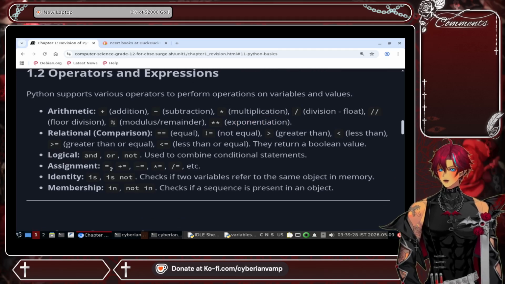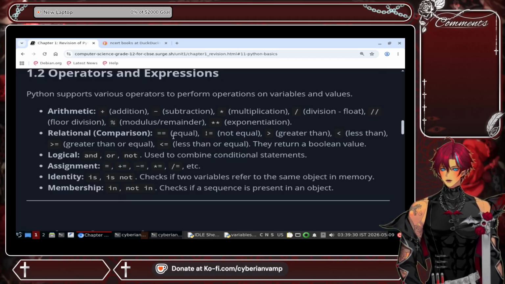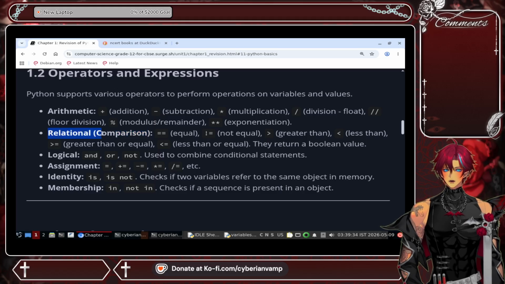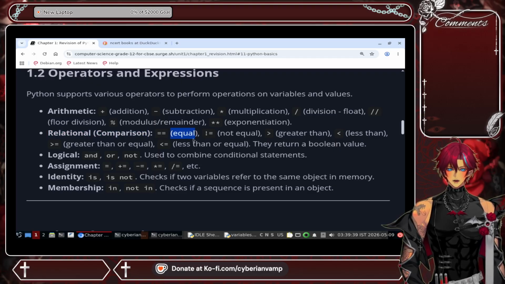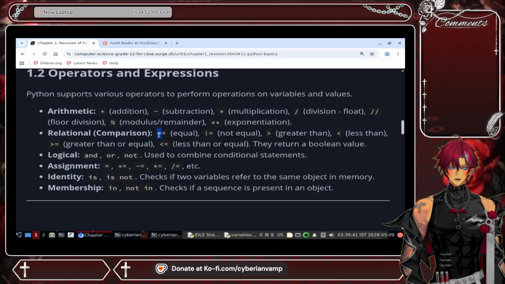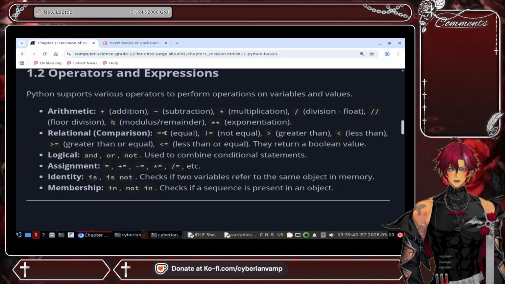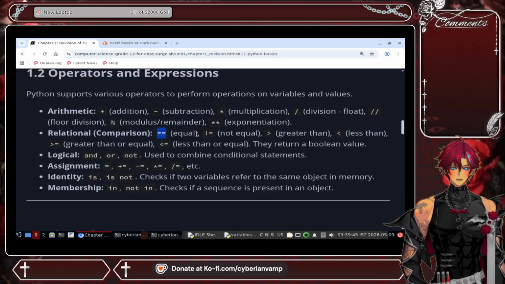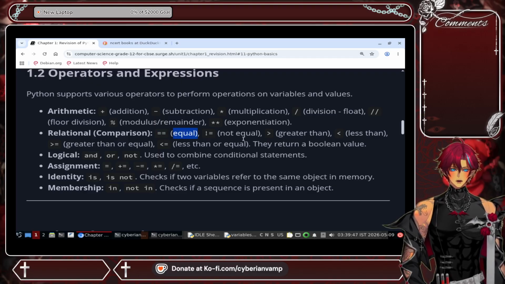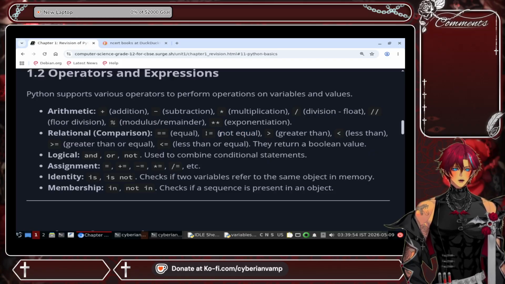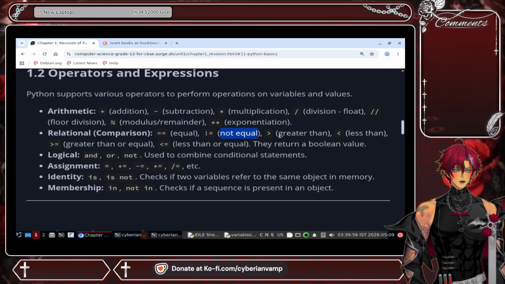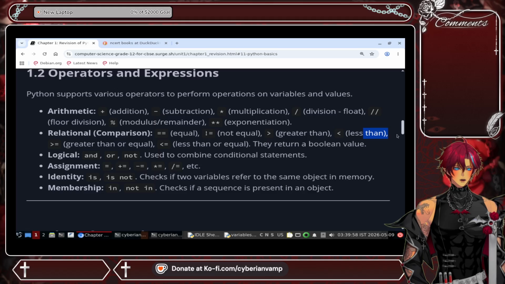Now next are the relational or comparison operators. What are relational or comparison operators? One is the equal, which is the equality operator, which denotes that it is equal. Next is not equal, which states that it is not equal. Then there is greater than, and then there is less than.